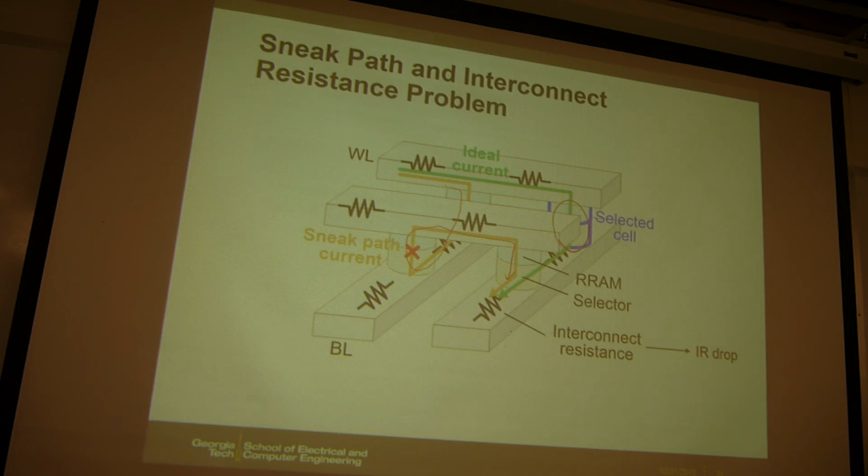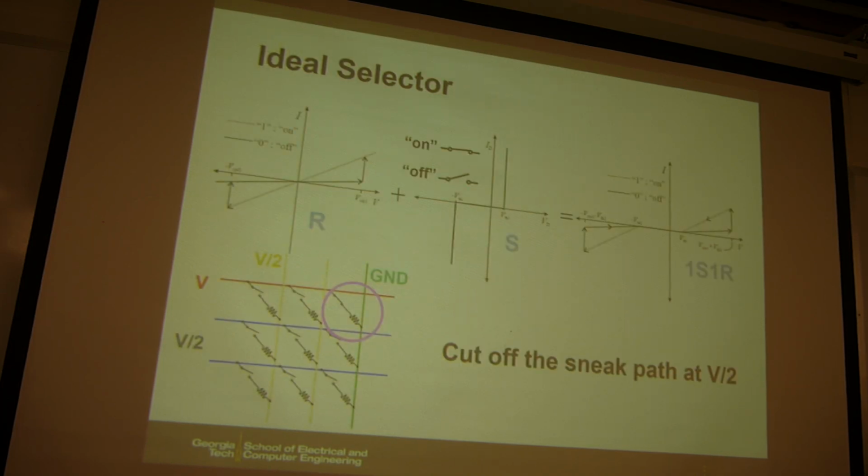So what makes this selector? Essentially, you need some rectifier in the I-V characteristic. So essentially, you want a switch, right? Only this cell, when you select, you have the switch turned on. For all other cells, you want to have it off. So how do you do that?